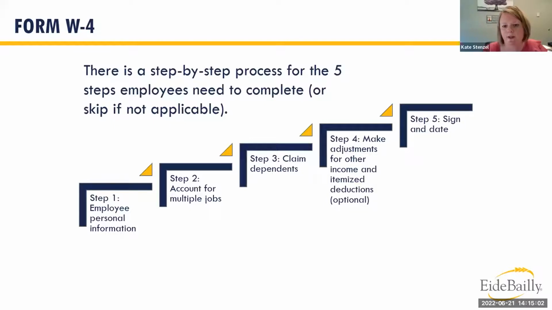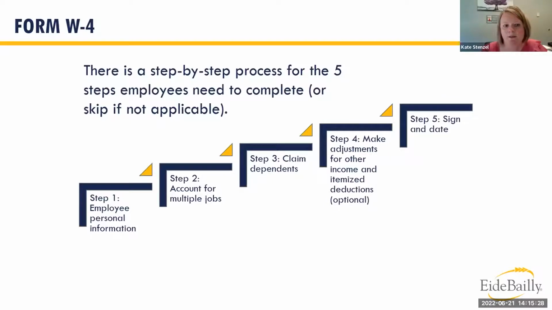And then step 4 is where they can make adjustments for other income and itemized deductions, this is optional, like I said before. But this is also where they can claim that they want additional withholding. You know, they want an additional $100 taken out or whatever, that's where they can claim it on there. And then step 5 is where they need to sign and date the form. And you got to remember that if the form is not signed, it's not a valid form.